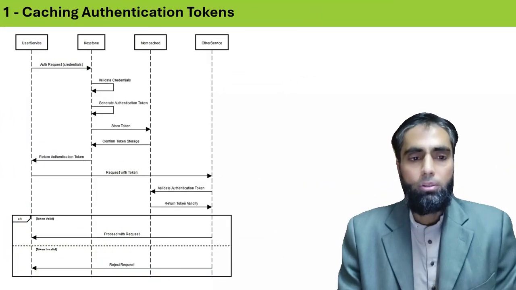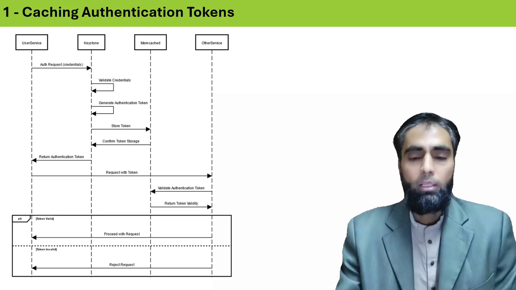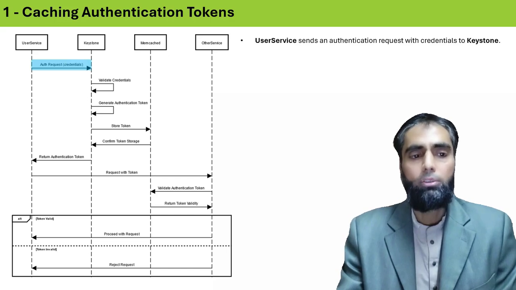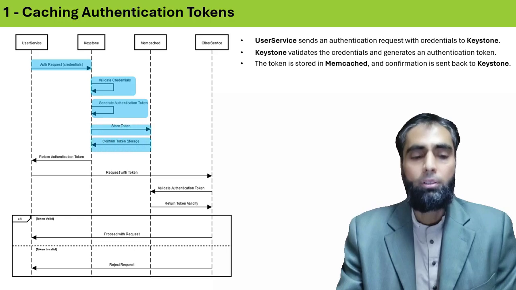We now consider some examples of how Memcached is used for authentication tokens, I mean how the authentication tokens are generated and how they are stored in Memcached. For this, there are certain steps which are followed. When any user service makes an authentication request, it goes to Keystone. Keystone validates the credentials and generates the authentication token. Once this authentication token is generated, Keystone sends it to Memcached. Memcached stores this token information in its memory store, and then confirms back to Keystone that the particular value has been saved in the memory.